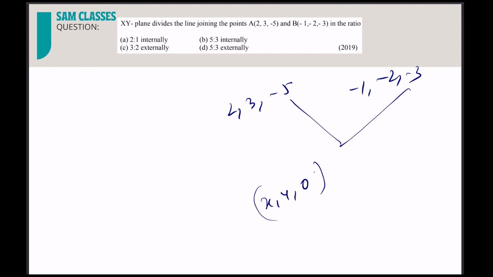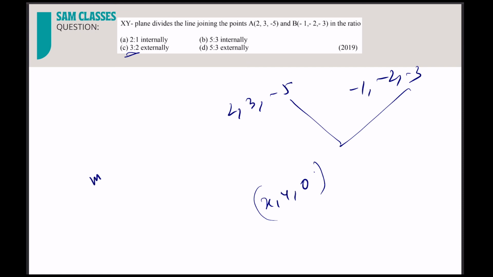So x comma y comma, we have to make this part z zero. So in order to make this 0, both should be of opposite sign. So it should be what? Internal division or external division? It should be external division. Okay. So then in that case, what will happen? The z will vanish. So if I take 3 comma 2, will it vanish? Or 2 comma 1, if I take, will it vanish?